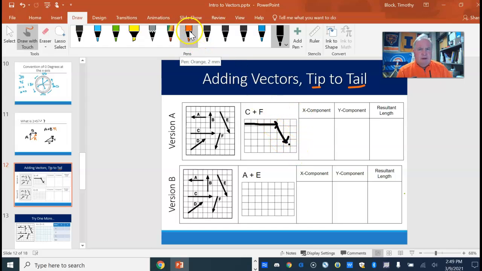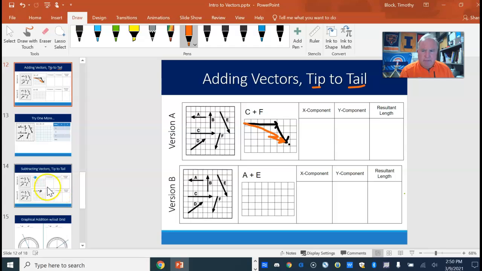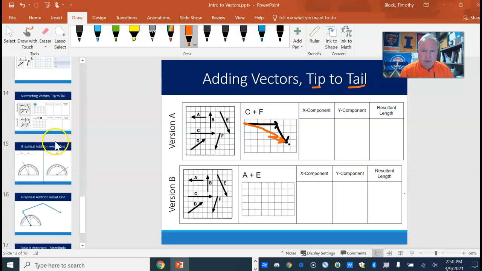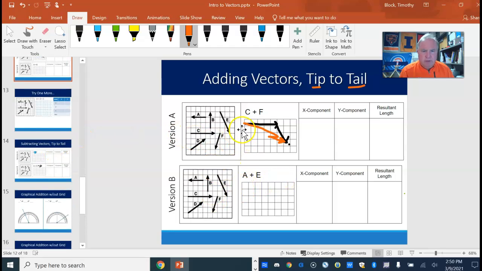What does C plus F equal? Well, it's the displacement vector from where we started to where we finished. And so it goes all the way down to there. Okay? C plus F equals that orange one right there. We did some X and Y components and figured out the resultant. I don't know if you need to do that. We'll get to it if we do, but we just need to be able to continue with this tip to tail addition. So we're going to do one more example on this video.